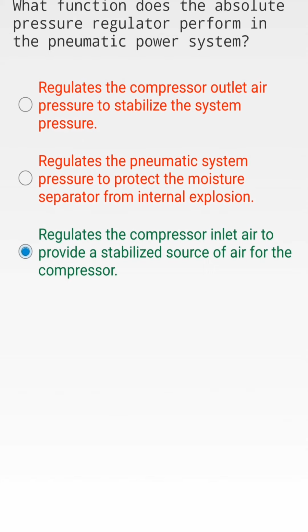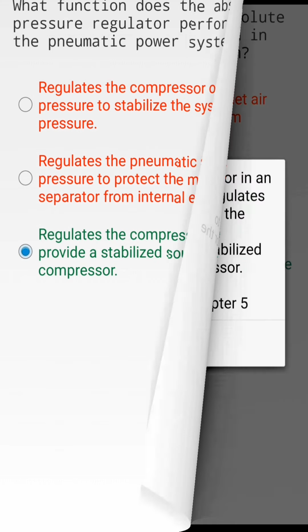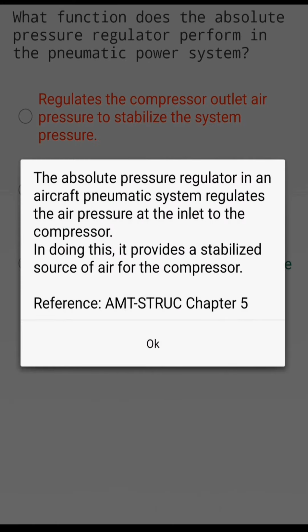What function does the absolute pressure regulator perform in the pneumatic power system? Regulates the compressor inlet air to provide a stabilized source of air for the compressor. The absolute pressure regulator in an aircraft pneumatic system regulates the air pressure at the inlet to the compressor. In doing this, it provides a stabilized source of air for the compressor.